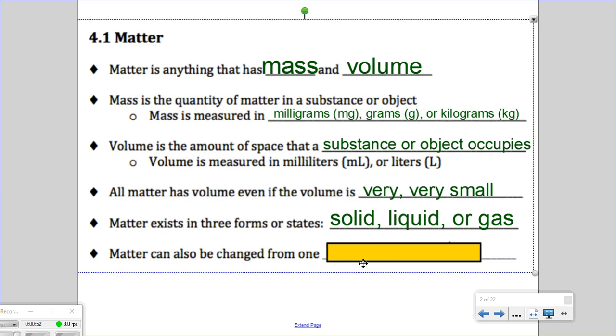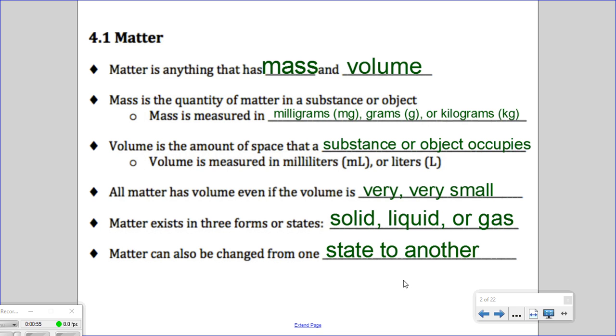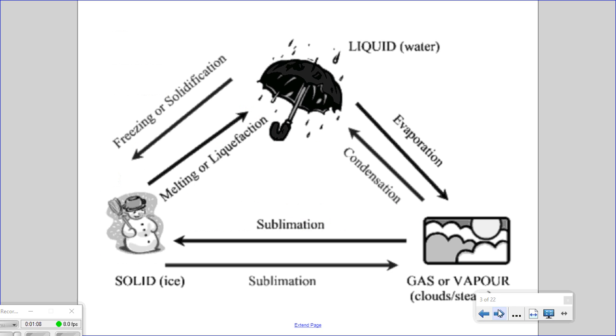And matter can change from one state to another. So matter can go from a solid to a liquid, or a liquid to a solid, or a liquid to a gas, or a gas to a liquid, or a solid to a gas. So these changes, these phase changes, all have different names. So if we're starting with a solid and we are going to a gas, this is referred to as sublimation.